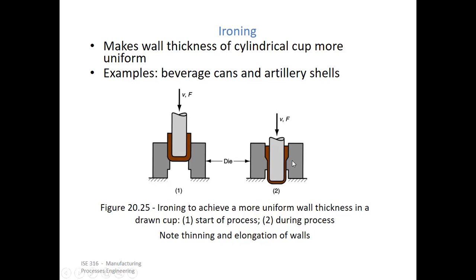Here you can see how it is trying to achieve a uniform cross section within the die. This is the start of the process, and once it goes through the die, this is during the process. Thinning and elongation of walls is happening here, from a higher wall thickness to a lower, more uniform wall thickness, because we are trying to achieve a constant thickness throughout. That is one desired output.